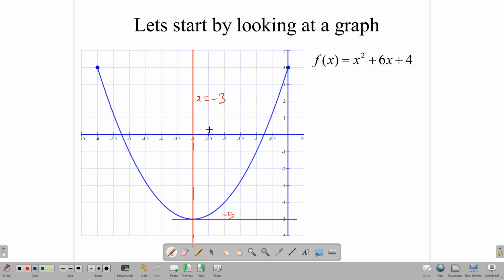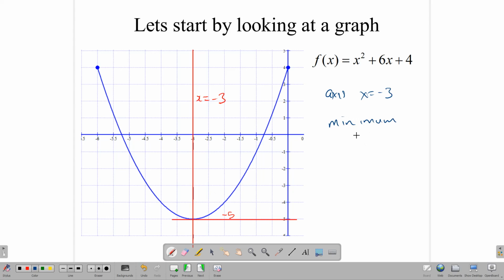Notice that this side of the graph is exactly the same as that side. The axis splits the graph into two congruent pieces, this half and this half. Here's the axis, here's the minimum. This part is the vertex, otherwise called the turning point. And this is our axis. So we can write down our axis as x equal -3.